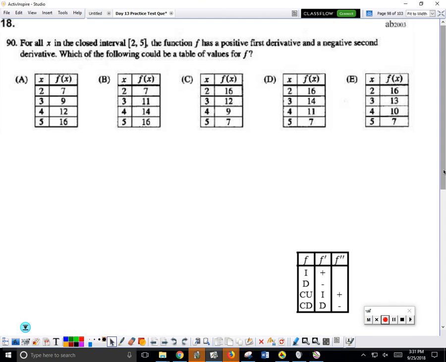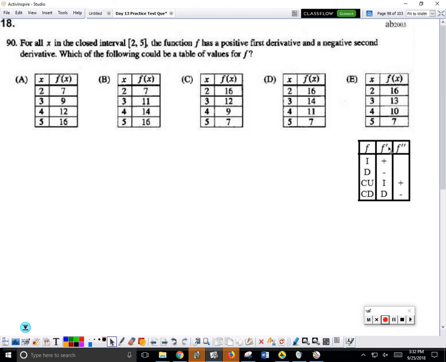Okay. Talk to me. So I don't know how to start. When it says positive first derivative and negative second derivative, on the Danica's chart or whatever, I would circle the increasing, right? And then concave down. So I circle both, so I can see the correlation. And then the negative second derivative, you would do that.